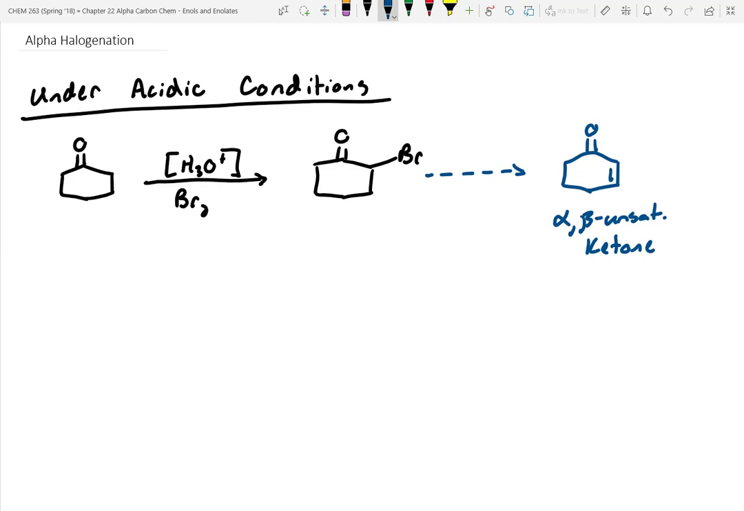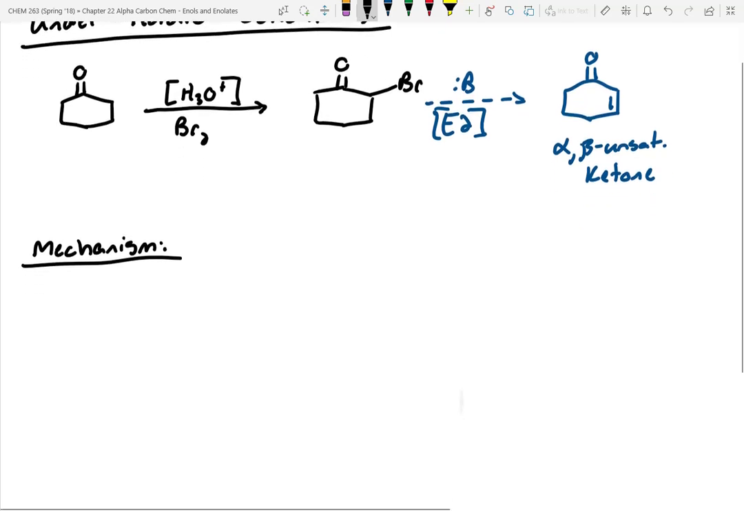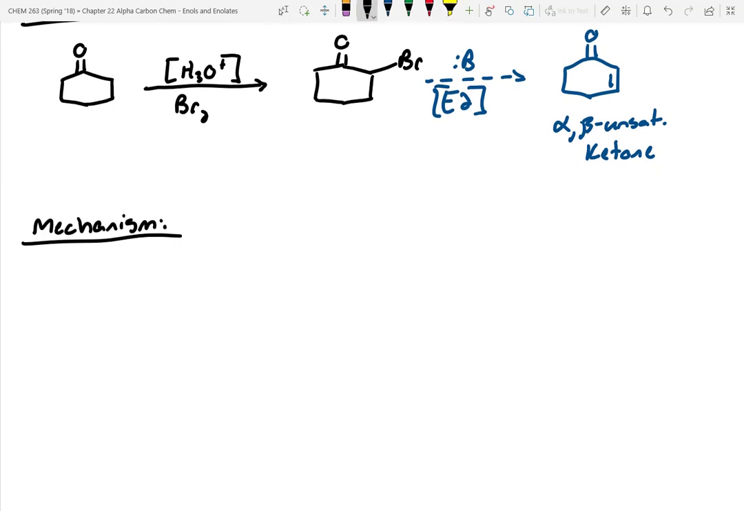What reagent do you think we need to do to accomplish that last step? Strong base, right? This looks a lot like E2 chemistry. So if you've got a strong non-nucleophilic base, you can simply do an E2 reaction and make an alpha-beta unsaturated ketone. And we'll cover these a lot. So now let's dive into the mechanism. Try to figure out why this is occurring for that first step.